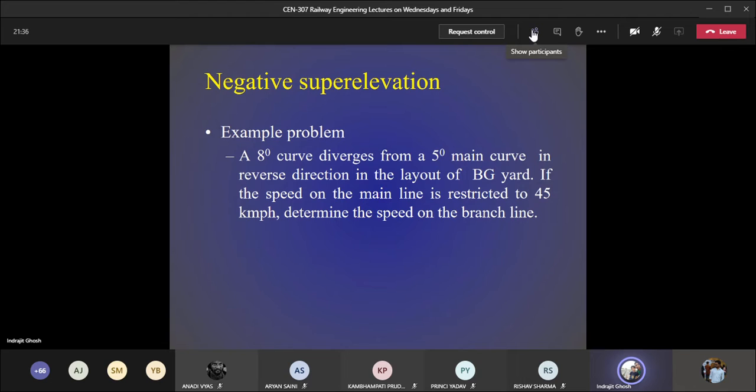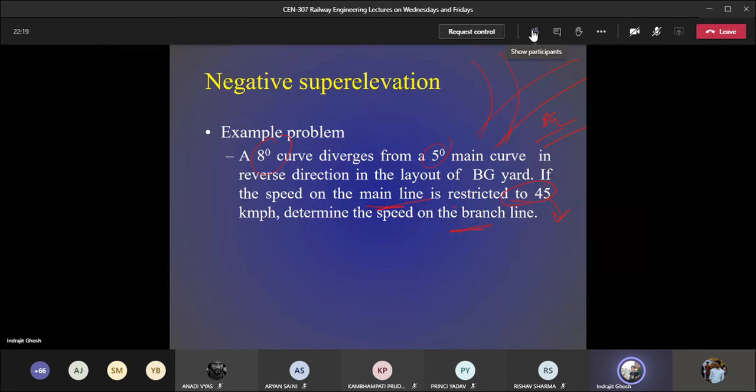Okay, a numerical problem. So let us see what it says. It says that an 8-degree curve diverges from a 5-degree main curve in the reverse direction in the layout of a BG track. So we have a main line where the degree of curvature is 5 degree. We have a branch line where the degree of curvature is 8 degree, and it is BG track. And it says that if the speed on the main line is restricted to 45 kilometer per hour, which is the maximum permissible speed on the main line, determine the speed on the branch line.